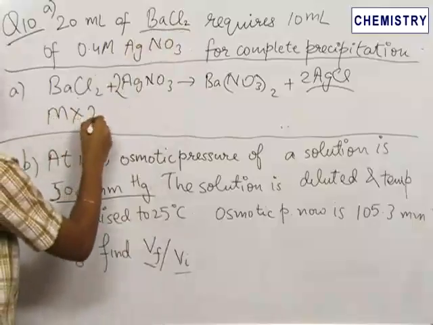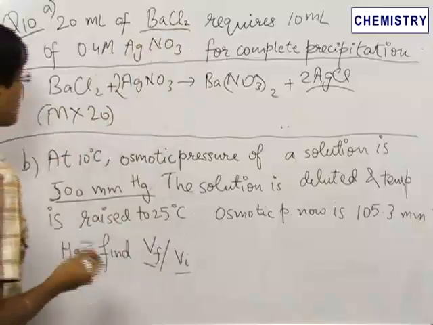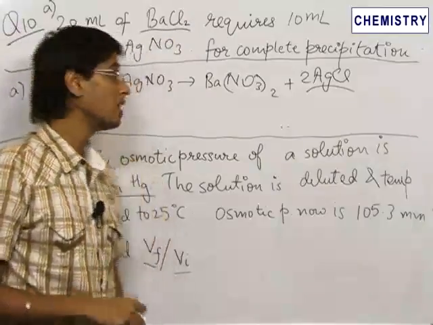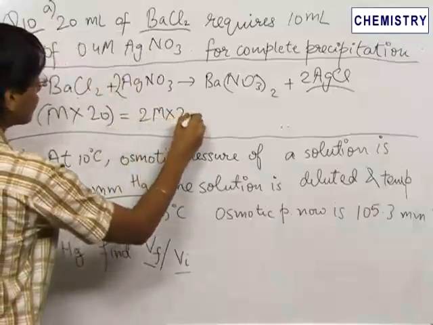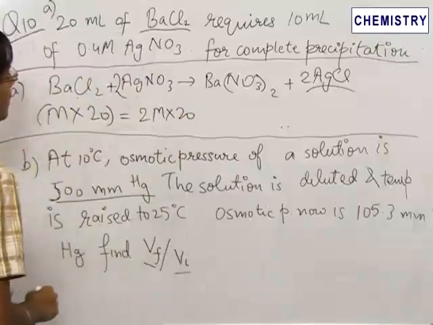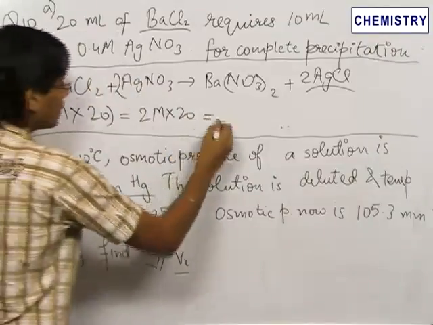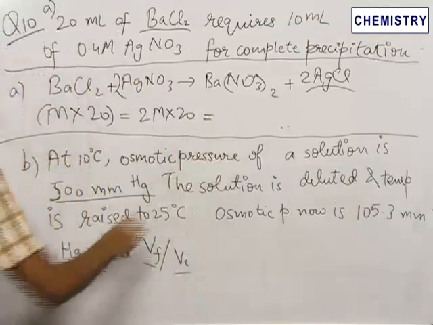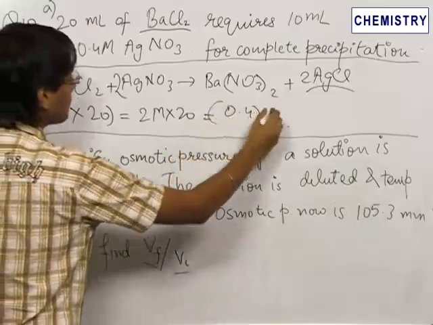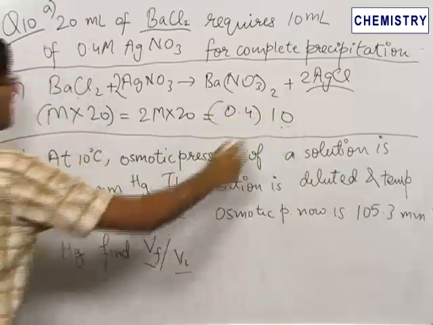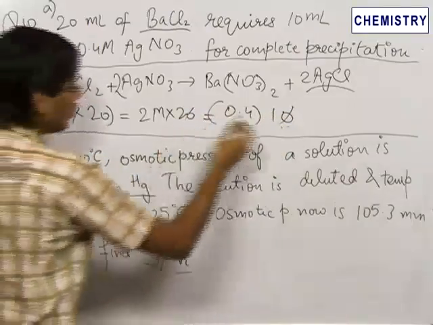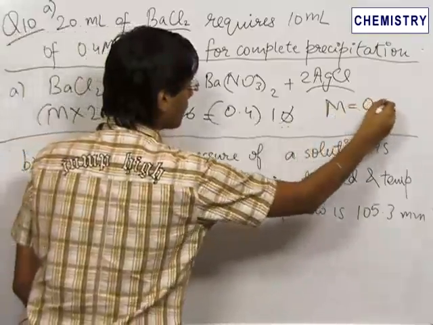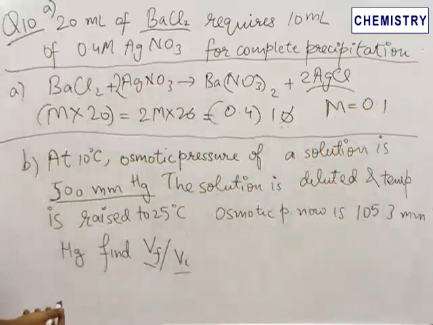then M into 20 represents the number of millimoles of barium chloride, and these will require 2M into 20 millimoles of AgNO3 for the precipitation. And here we are given the millimoles of AgNO3 to be equal to 0.4 into 10, and hence we got the molarity of barium chloride solution to be equal to 0.1. Now we need to find the osmotic pressure for this barium chloride solution.